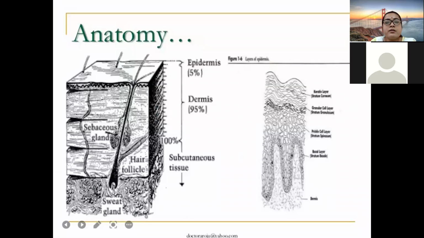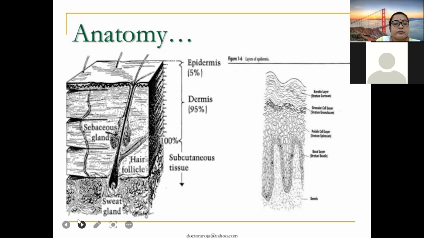Now, here you see the layers of the skin. 95% is the dermis, 5% is the epidermis, and again you see some portions are subcutaneous tissues and fats. The epidermis can also be seen in this picture with its various layers. So this is the anatomical look of the skin.